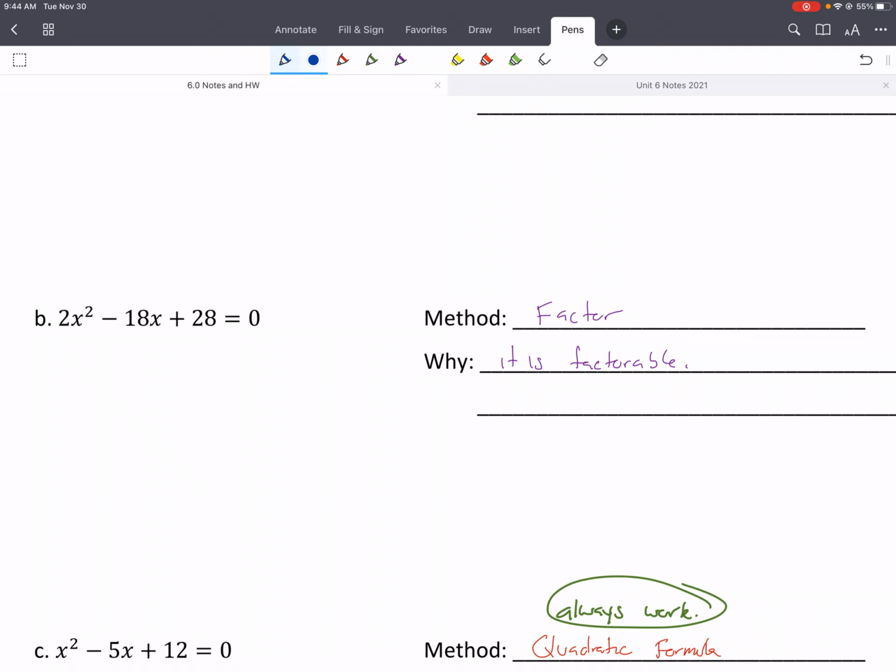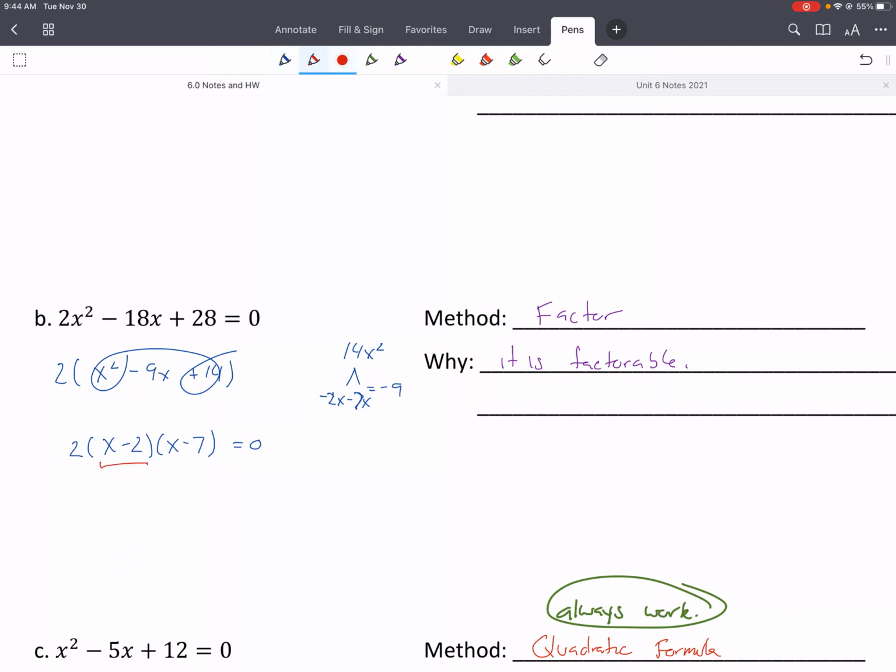Factoring. I would factor if it's factorable. So like if you take out that 2, we get x squared minus 9x plus 14. And then we just need to find what multiplies to 14 and adds to negative 9. So like negative 2x and negative 7x, that would work. And then we could even use the shortcut. So x minus 2 and x minus 7. And then all you have to do is write down your solutions.